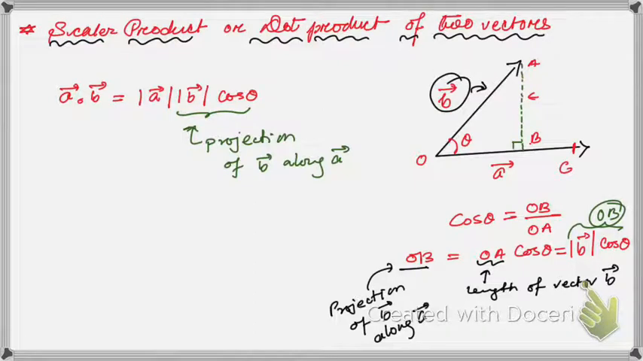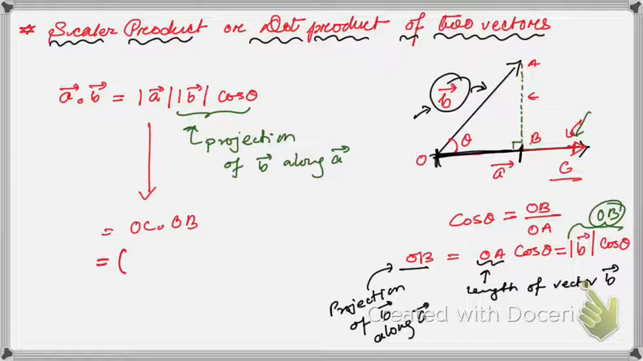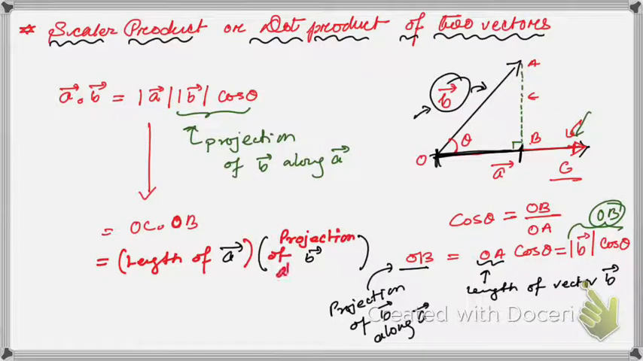So let me take this as the terminal point C of this vector A. So the length of vector A will be given by OC, dot the projection OB. This is the projection OB, so let me write OB. So OC is the length of vector A and OB is the projection of vector B along vector A. So I hope you have understood. This is the dot product and the meaning of dot product.